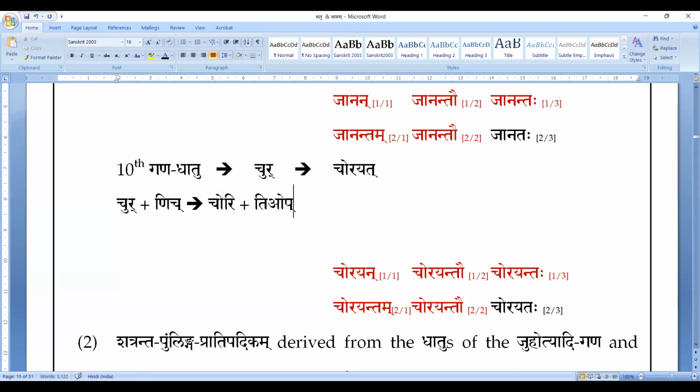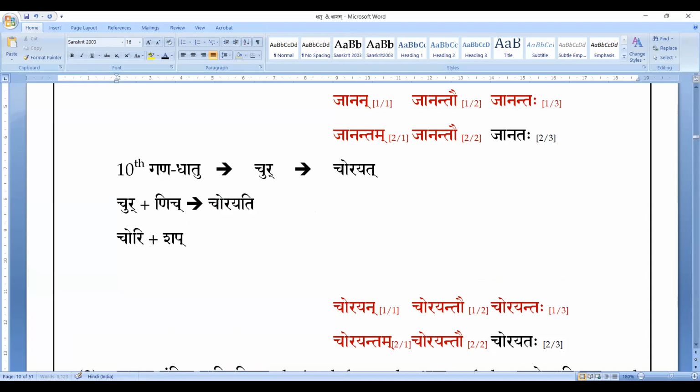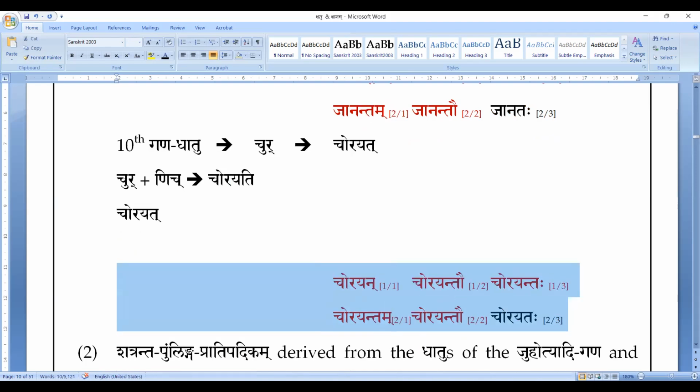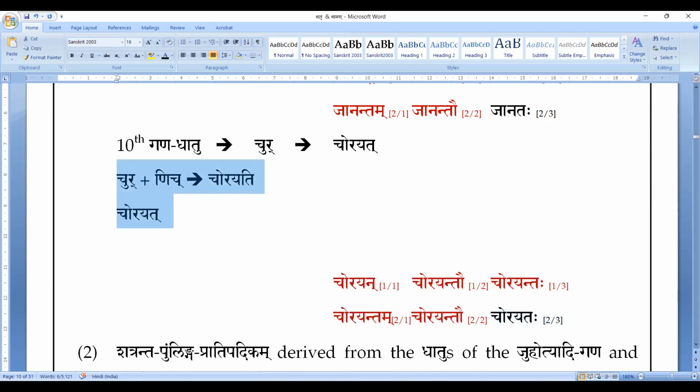Chori plus tip. I'm just doing it in tinganta rupam. The gana vikarana is by default shap. Shap is Sarvadhatuka pit, and chori ends in i, an ik, therefore i will become e, and this content is a. Then ayadi sandhi: chorai, choraya. Choraya plus ti: chorayati. The same thing here also: chori plus shap plus shatra. Shatra is at. Chori plus shap, chori will become chore, choraya. Up to that choraya we know. Choraya plus at, pararupa sandhi, a plus a: chorayat. Now Takarantaha pullinga, if you decline: chorayan, chorayanto, chorayantaha, chorayantam, chorayanto, chorayataha iti rupam. Similarly for all the dhatus: katayan, katayanto, katayantaha; ganayan, ganayanto, ganayataha. Not only for this, even for the other ganas also.